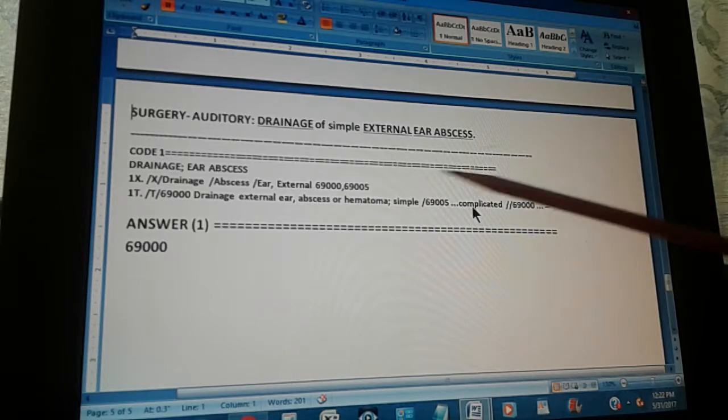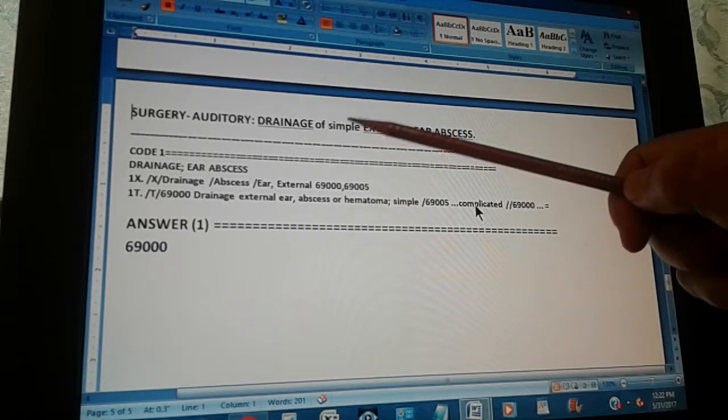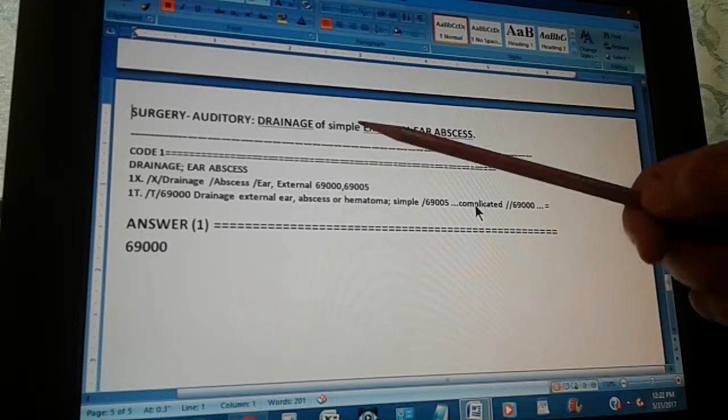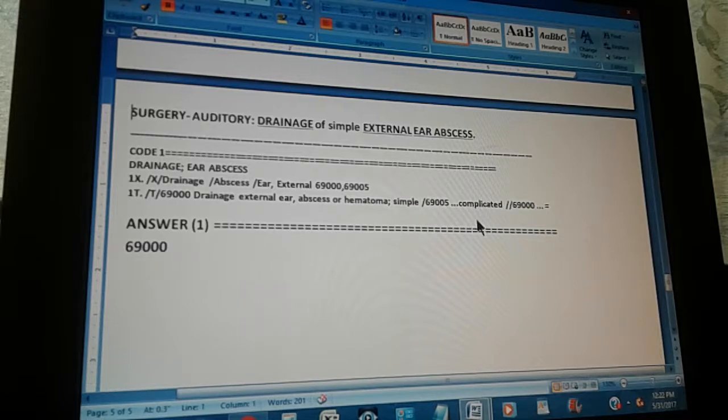69005. It says the same thing, but at the end it says complicated. Is this complicated? No, it's simple. If it didn't say simple, you would have to assume it's simple, but here it makes it easier because it tells you that it's simple. So we need the simple. The double slash means go back to 69000, which is the first one, and the equal sign means that we have found and checked our code. So the answer is 69000. Did you get that?